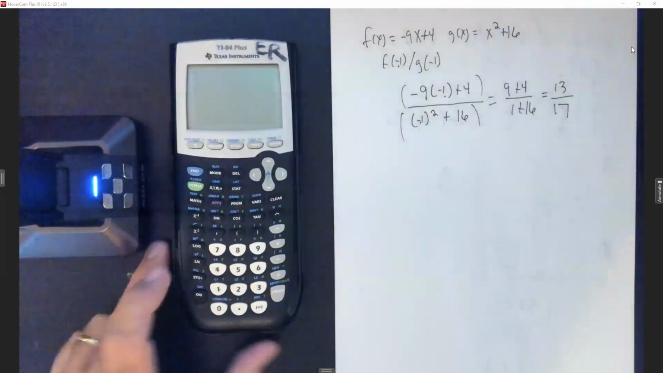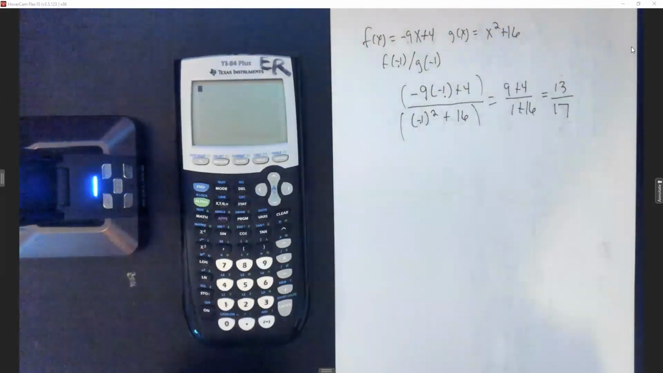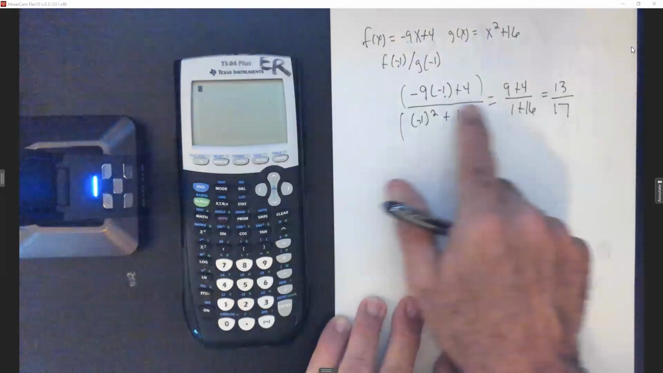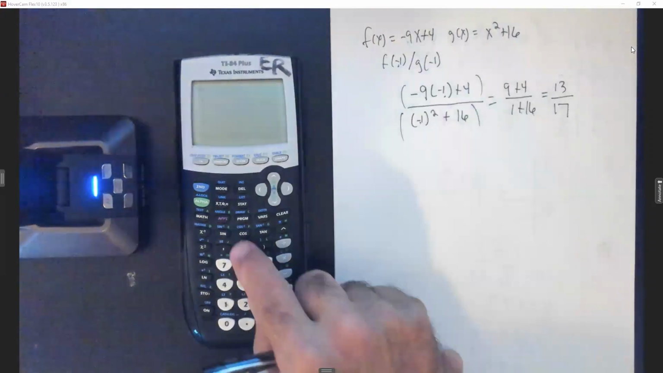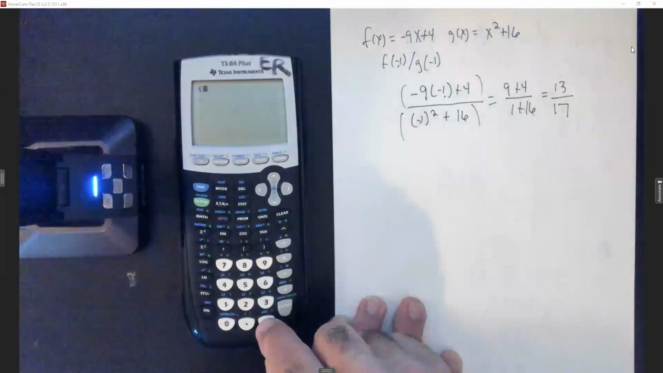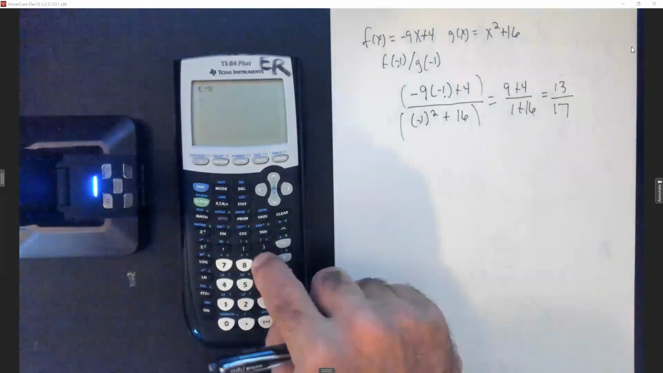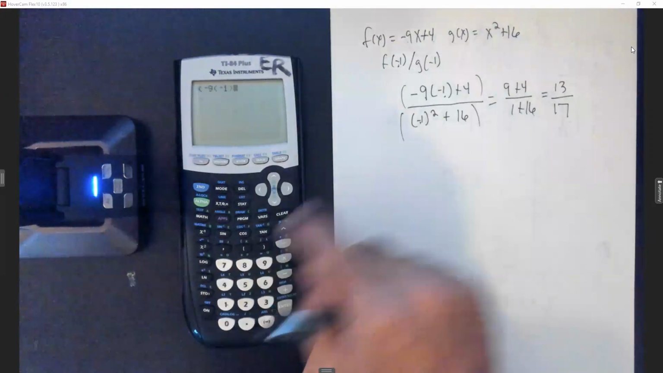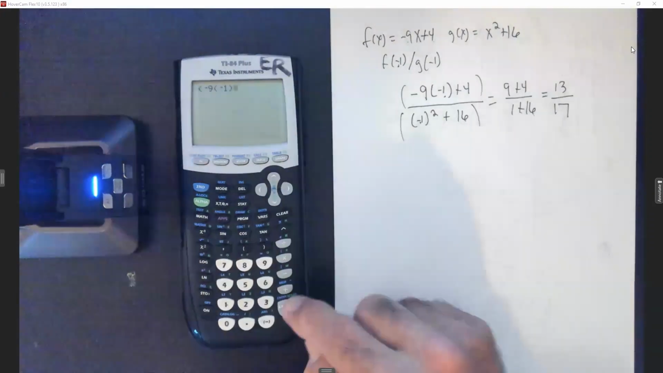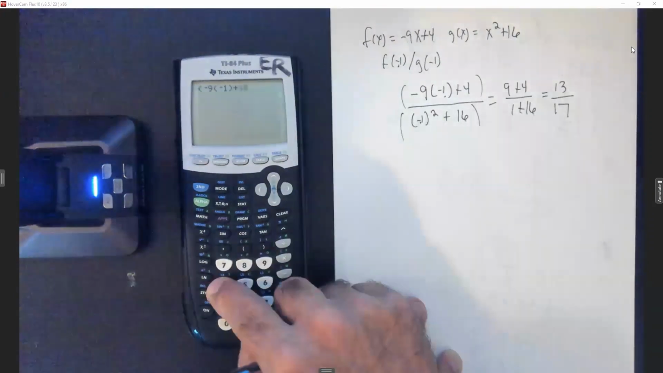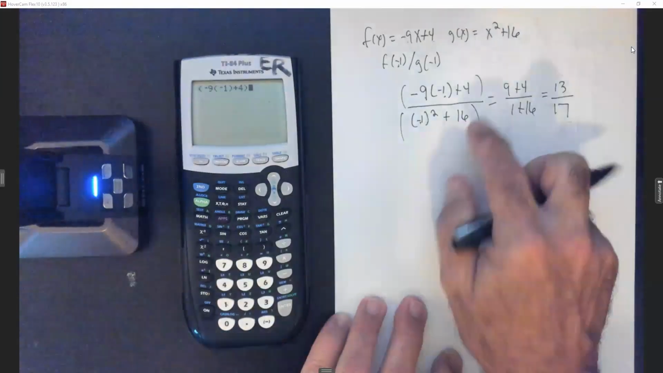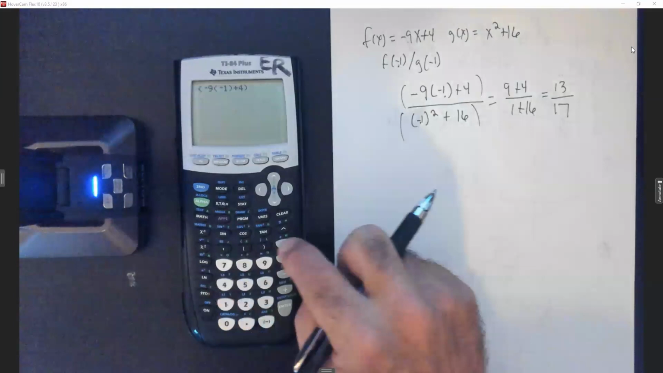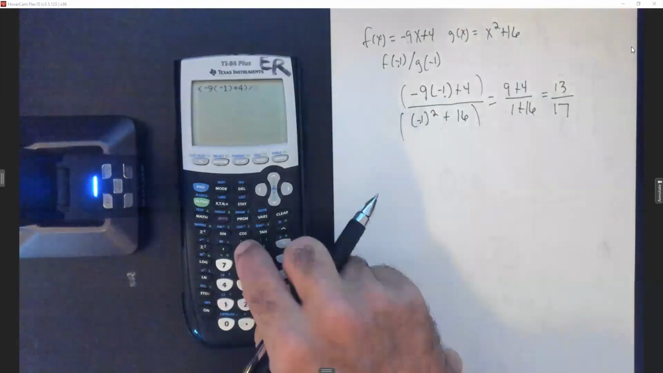All right, one way to do this is to put this top in parentheses. So start the top out in parentheses, and then do negative 9, parentheses, negative 1, close the little parentheses, plus 4, and then close the main parentheses. Then we got division, so hit the division, and then do parentheses for the bottom.